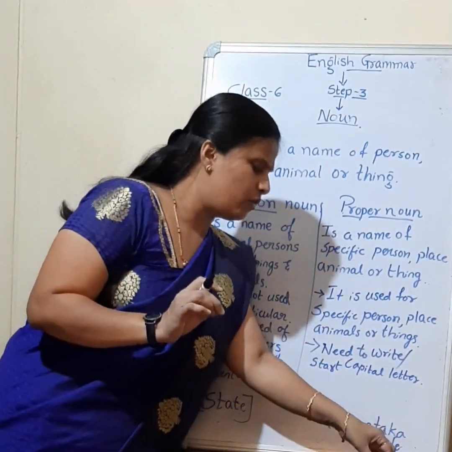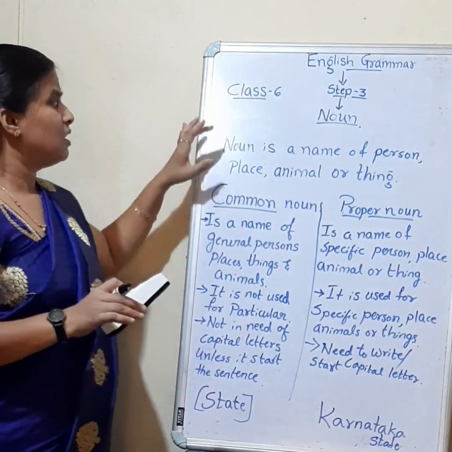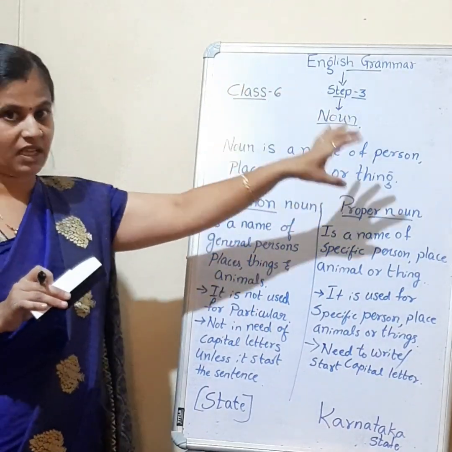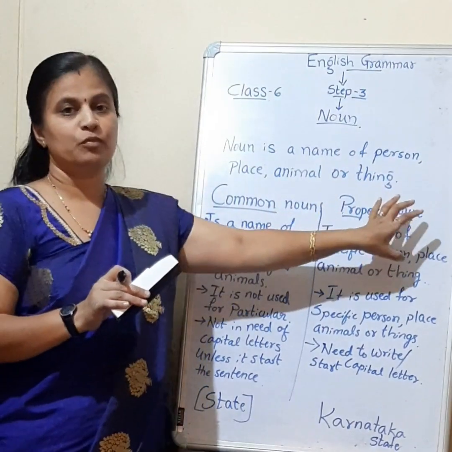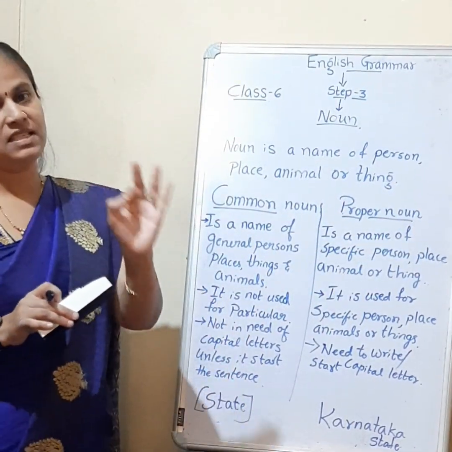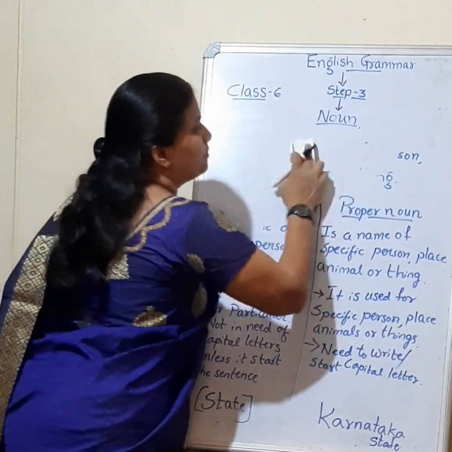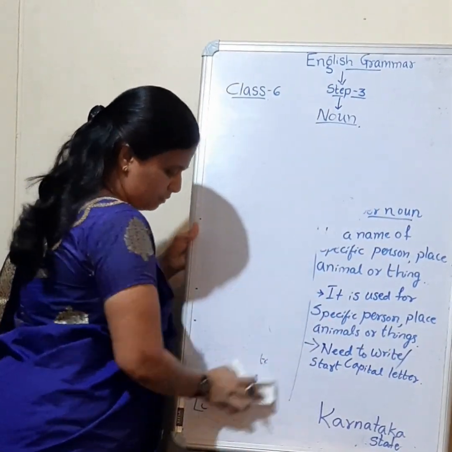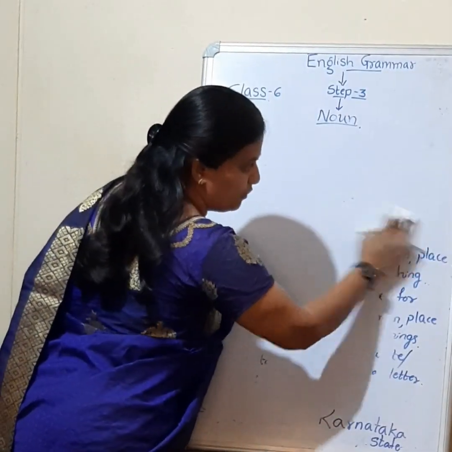Let us have a look over a few more examples of common and proper nouns. So a noun is a name of a person, place, animal or thing, whereas a common noun is used for general words, and a proper noun is for a particular or specific person, place, animal or thing. Let us have a few more examples. One example we have already gone through.